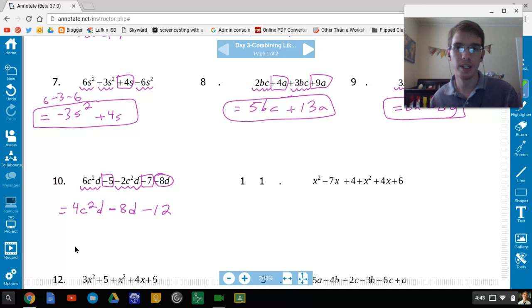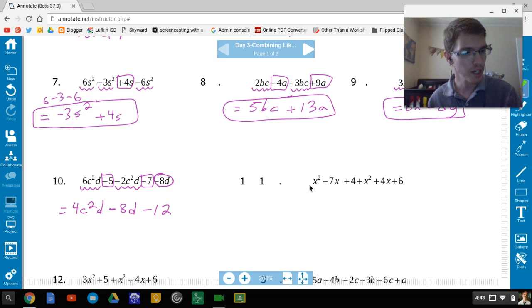Okay. Now, a good thing to ask yourself here is, can we put anything else together here? Do we have any other variable, same exponents? We have c squared d, we have d. These two can't go together, because this one has c squared in it, this one doesn't. They have the same variables.